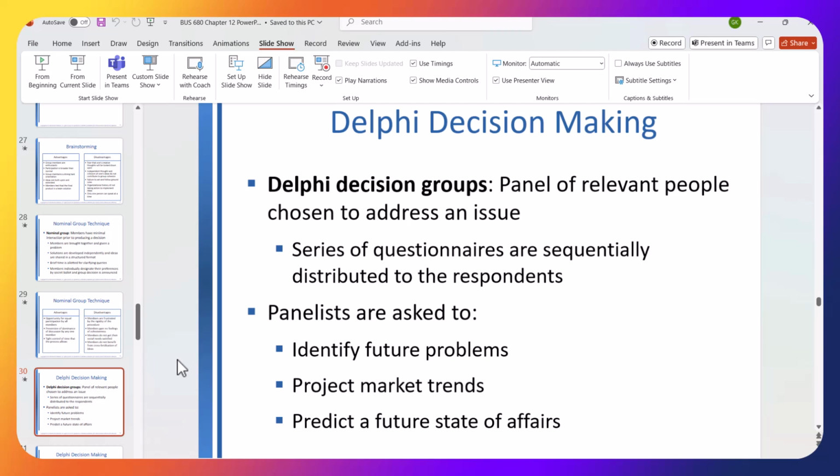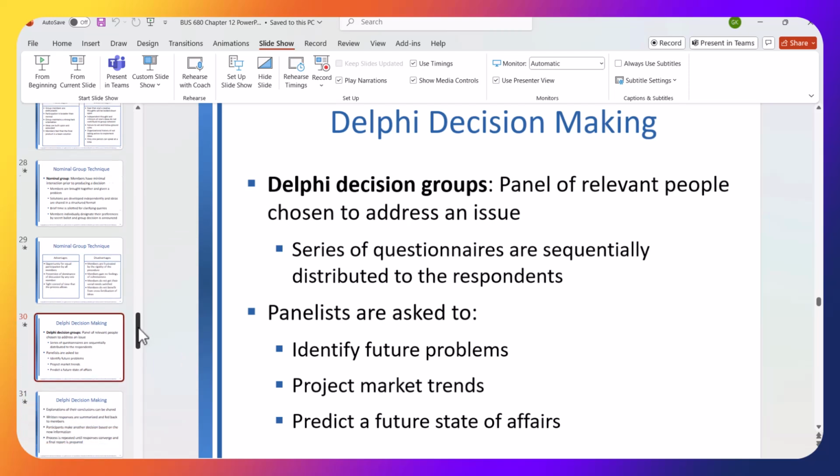So this is when people come together, usually subject matter experts, and they're given these questionnaires, and they are to answer and respond to these certain type of questions, to try to get an idea of what they believe is relevant for this organization at present and in the future.